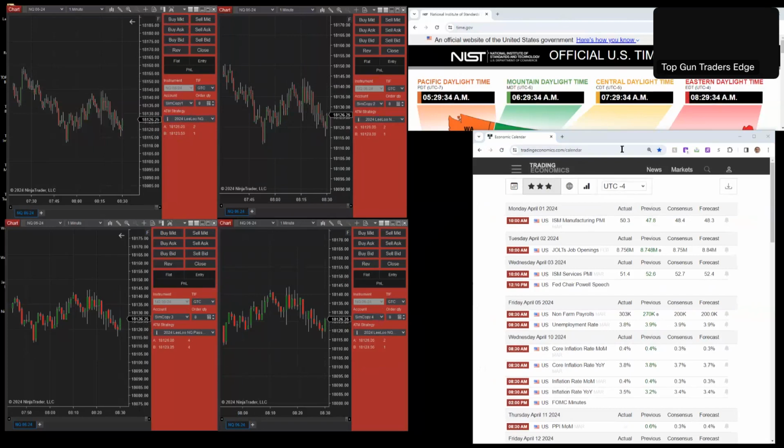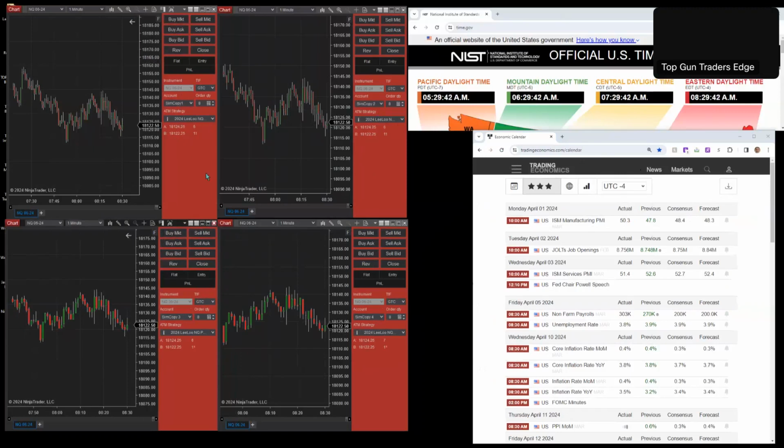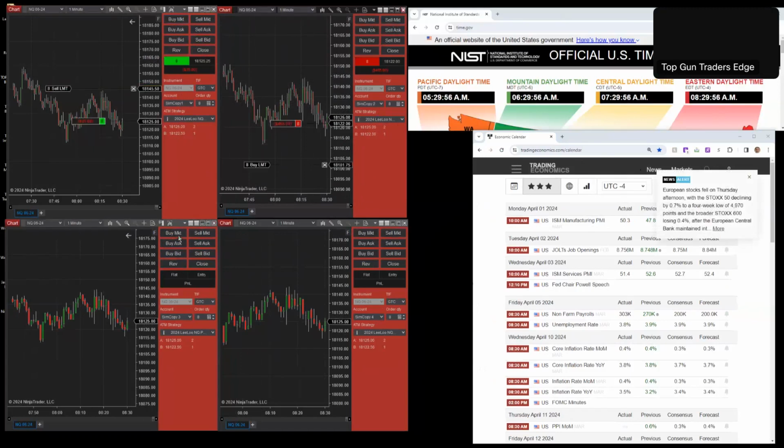And then about 5 to 7 seconds prior, you just go buy market, sell market. This is if you wanted to do 4 to pass 2. So we're 15 seconds away, so I'm just going to go buy market, sell market, buy market, sell market. I don't know if the news is going to be enough to do it. So buy market, sell market, buy market, sell market.